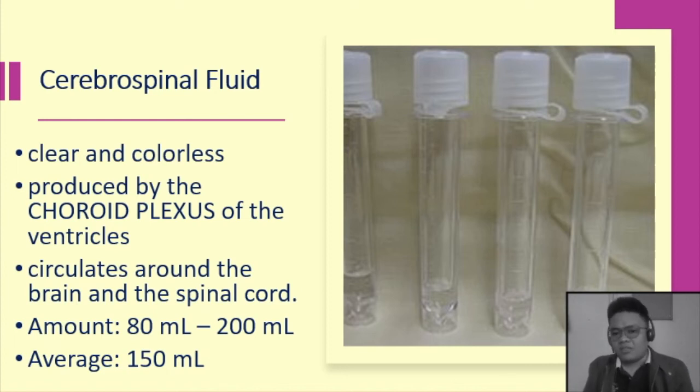Class, if you have noticed, there are four tubes there, because usually when you're doing CSF testing, four bottles are collected. These bottles should be numbered consecutively, from the first bottle, which collected the specimen, up to the fourth. The numbering should be consecutive, following the way the specimen was extracted.